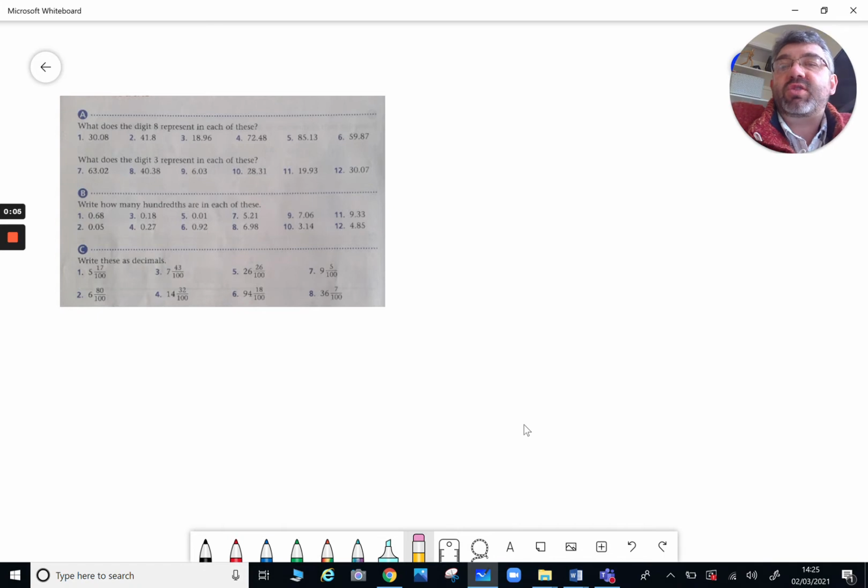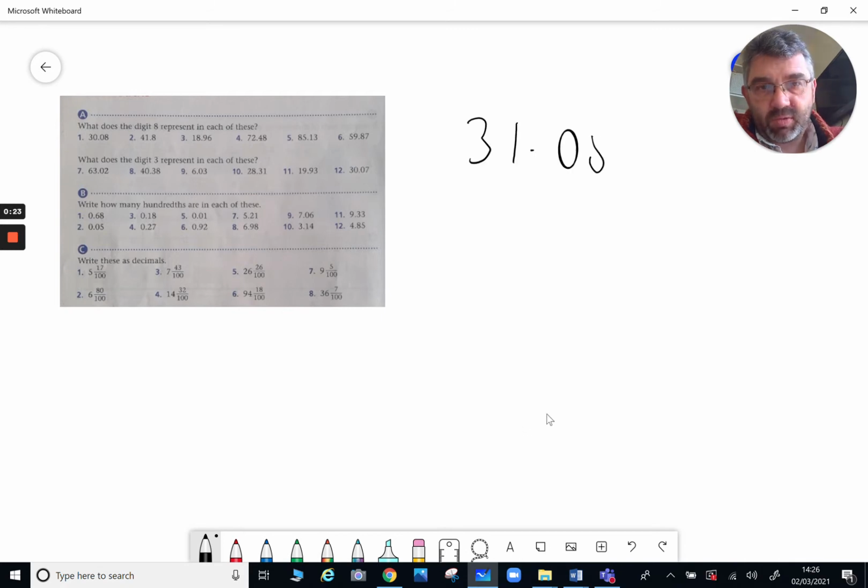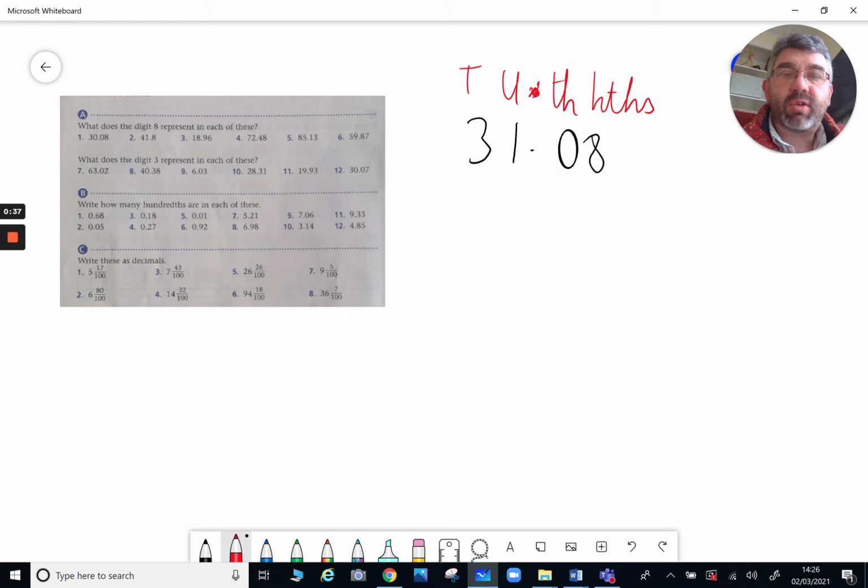Okay, so we're looking at what the different parts of a decimal number actually are worth today. Their place value, if you like. So we look at part A, and for example, number 1. If I say 31.08, set yourself up with tens, units, tenths, and hundredths along the top. So we think, what's the 8 worth? Well, it's in the hundredths, so it's straightforward. 8 over 100, 8 hundredths.